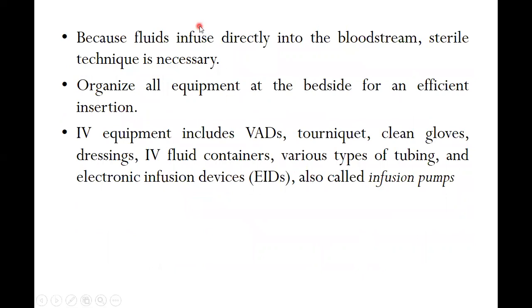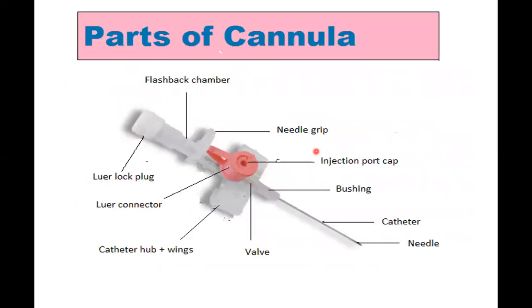Because fluids infuse directly into the bloodstream, you need to ensure sterility when inserting these devices. Organize all equipment, and IV equipment includes venous access devices and tourniquets. Generally, we are going to be able to look at establishing IV access, cannula insertion, and IV fluid administration in the skills labs. So this is what we call a cannula, and these are the parts of the cannula.